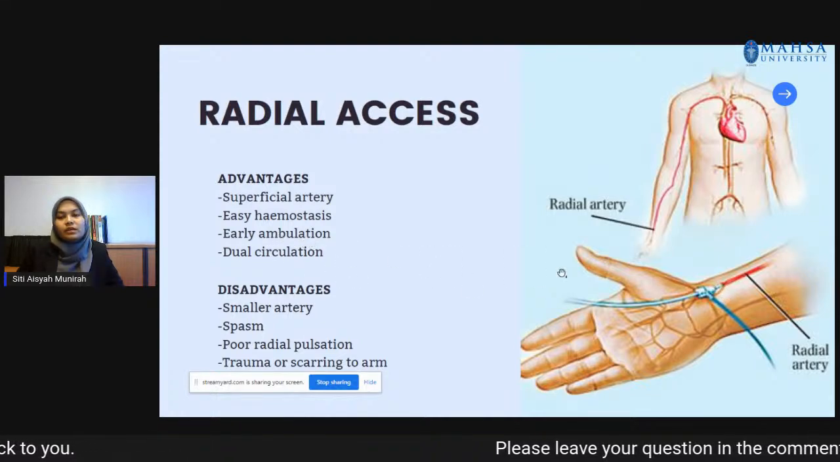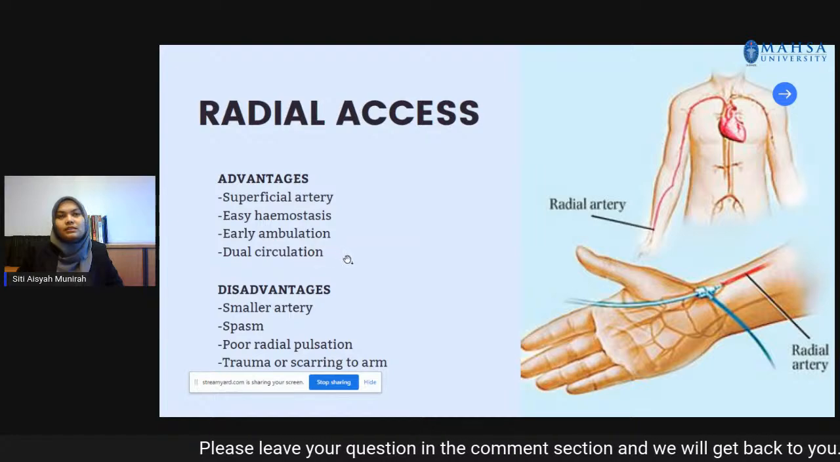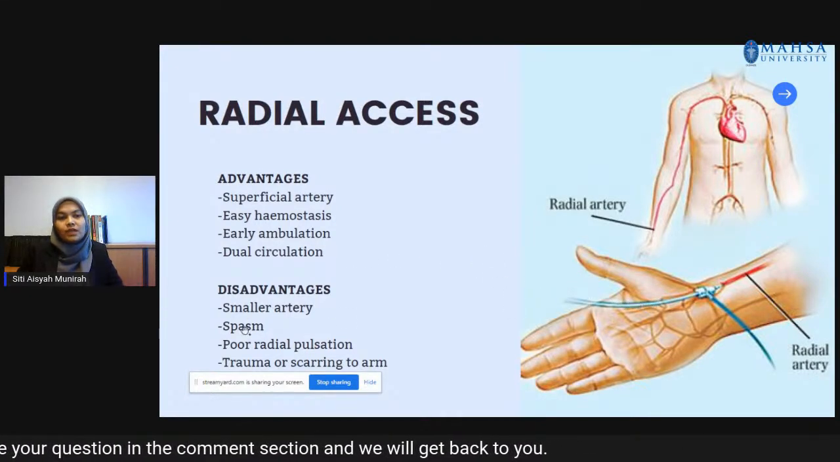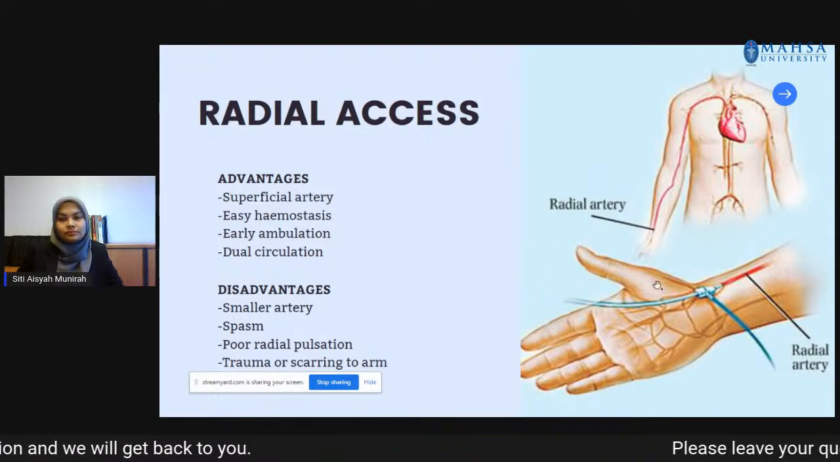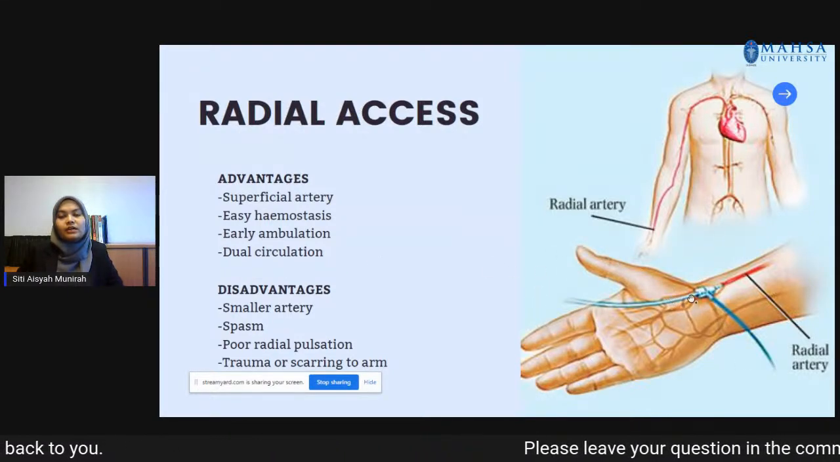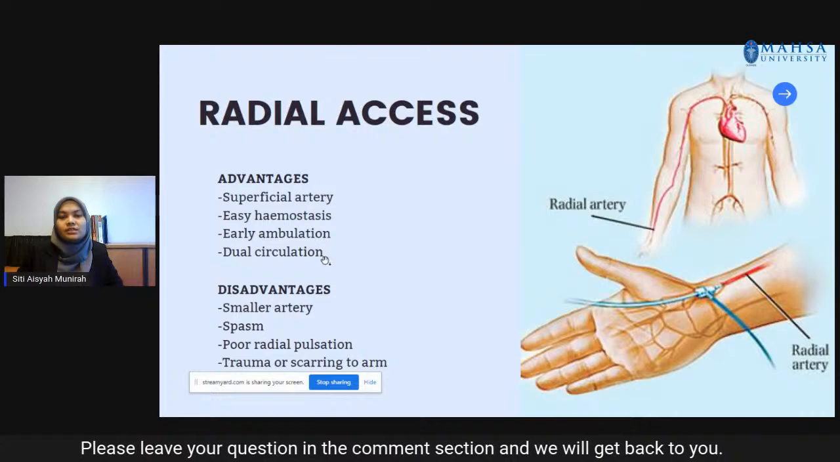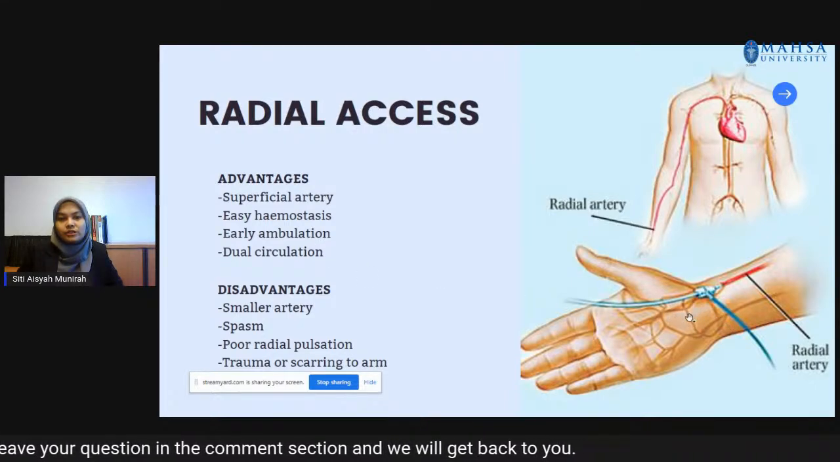Early ambulation, okay? Because of easy blood clotting here, the patient does not require a long rest in bed after the procedure. Dual circulation: at the hand area, there are two circulations that supply blood to the hand. First you have the radial artery and also the ulnar artery. So that is seen by the dual circulation.